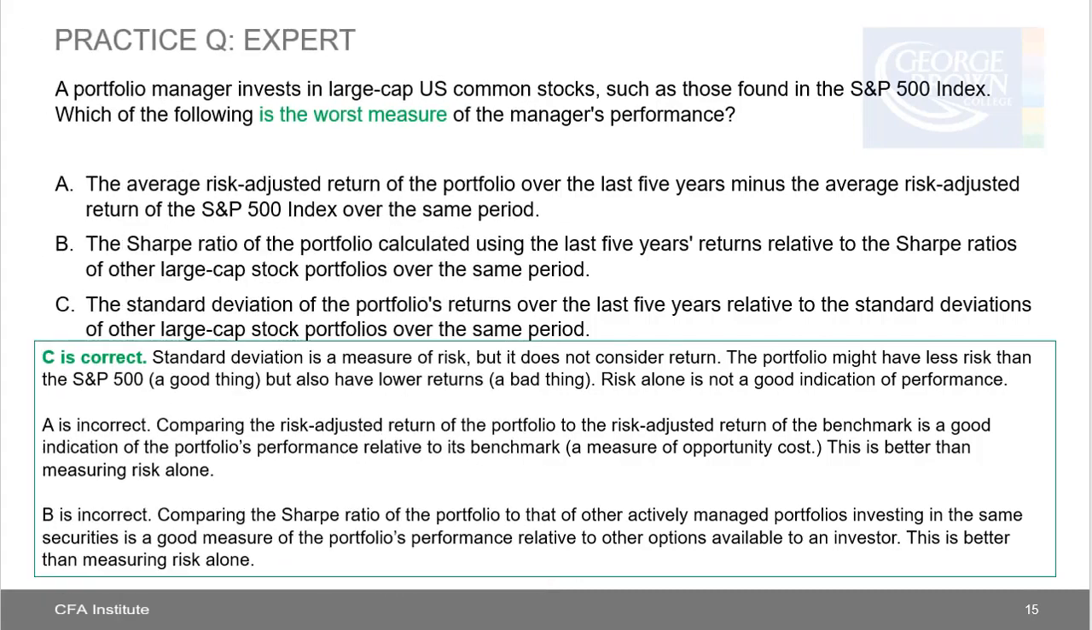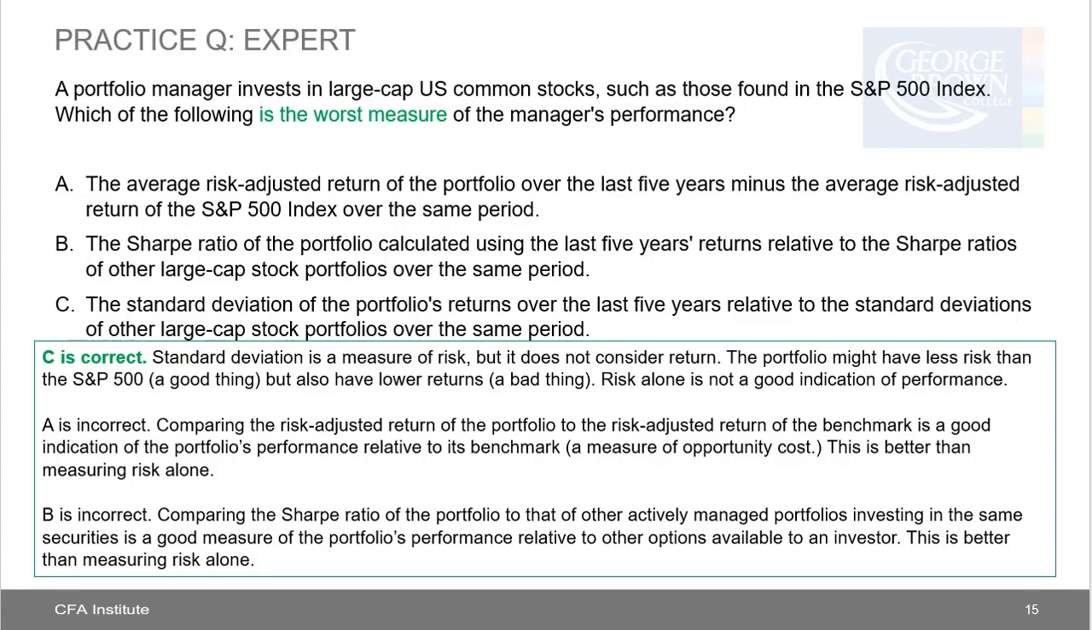So the correct answer is C. The worst measure of the manager's performance is C. Standard deviation is a measure of risk, but it does not consider return. The portfolio might have had less risk than the S&P 500, which is a good thing, but it also may have lower returns, which is a bad thing. Risk alone is not a good indication of performance.